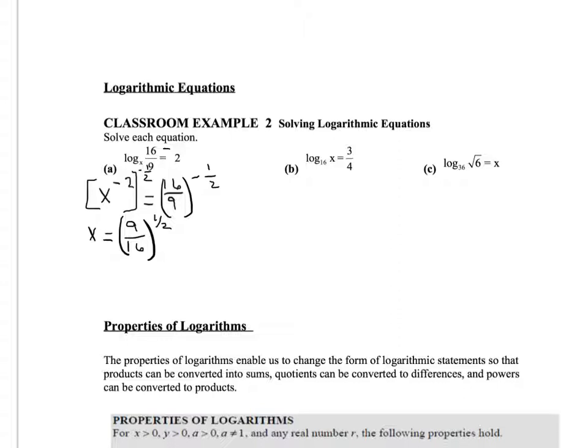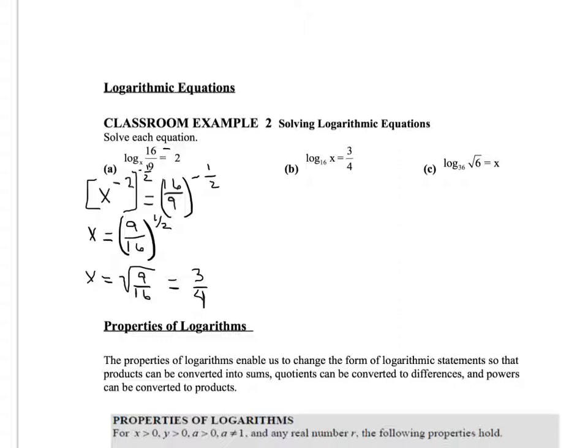The next thing that will help me simplify this is remembering that fractional exponents can be rewritten in radical form. All I have to do is take the root of whatever is the denominator of the fraction. In this case, because it's a 2, that tells me I'm taking a square root. And x would equal the square root of 9 over 16. Well, the square root of 9 is 3, the square root of 16 is 4. That's going to clean up to be x equals 3 over 4.